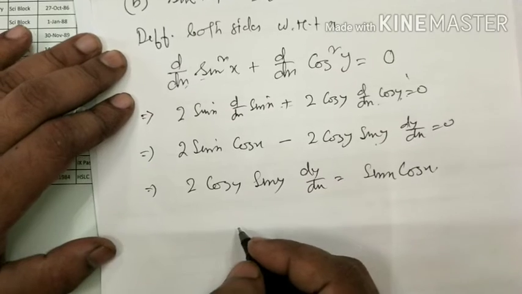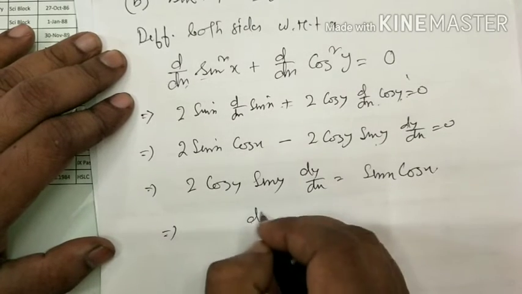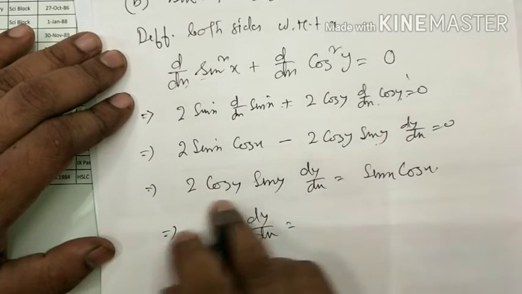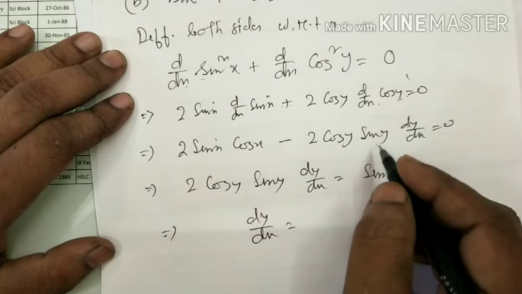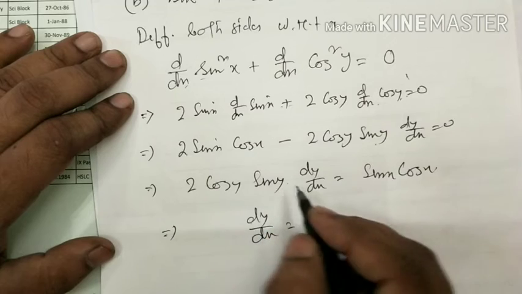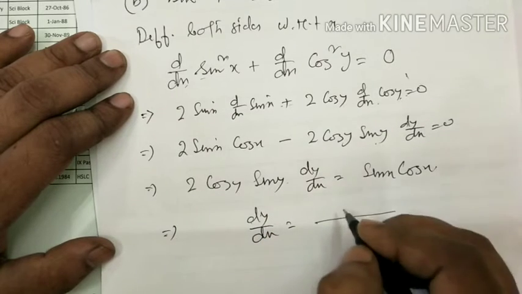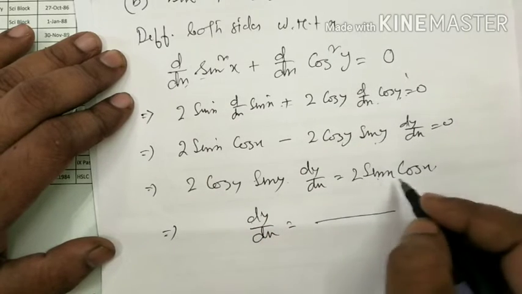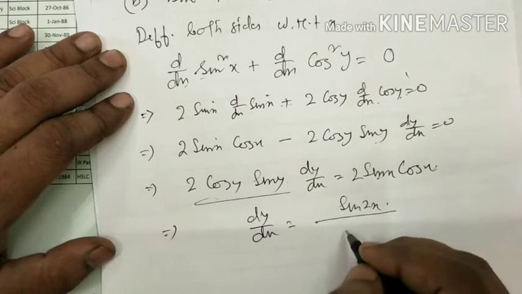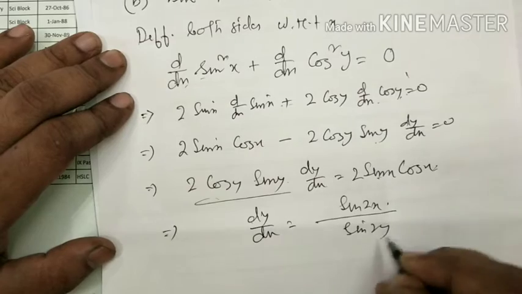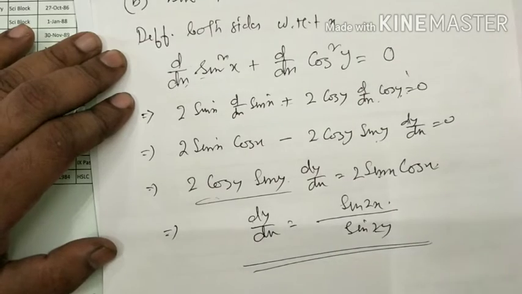I hope you understand. Then 2 cos y sin y is sin twice y. Okay, and here 2 is there. 2 sin x cos x is equal to what? Sin 2x, and this will be sin 2y. So finally this is the answer.